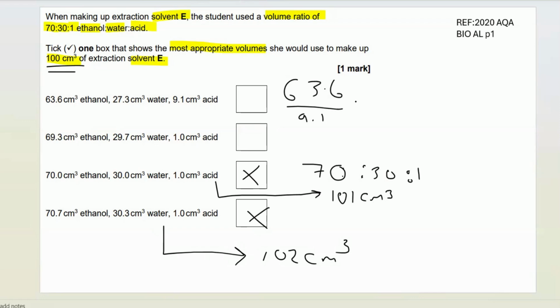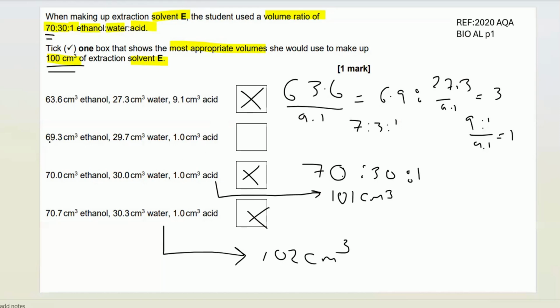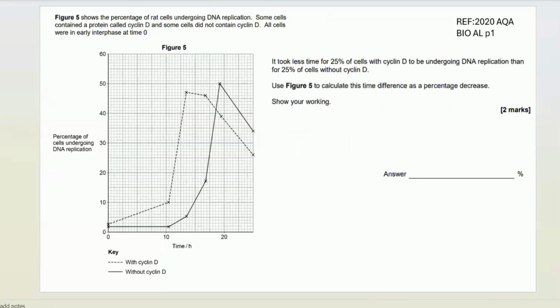And then we go to this top one, it's 63.6 to 27.3 to 9.1. And that sounds good in terms of adding up to 100, but the ratio is wrong, because if you simplify this ratio, we've got 6.9 to 3 to 1. It's not in the right ratio at all, is it? So that's no good. We want 70 to 30 to 1. So the only one that adds up to 100 centimeters cubed and is near enough 70 to 30 to 1 is going to be the second answer, which is 69.3 to 29.7 to 1. So it's almost 70 to 30 to 1.